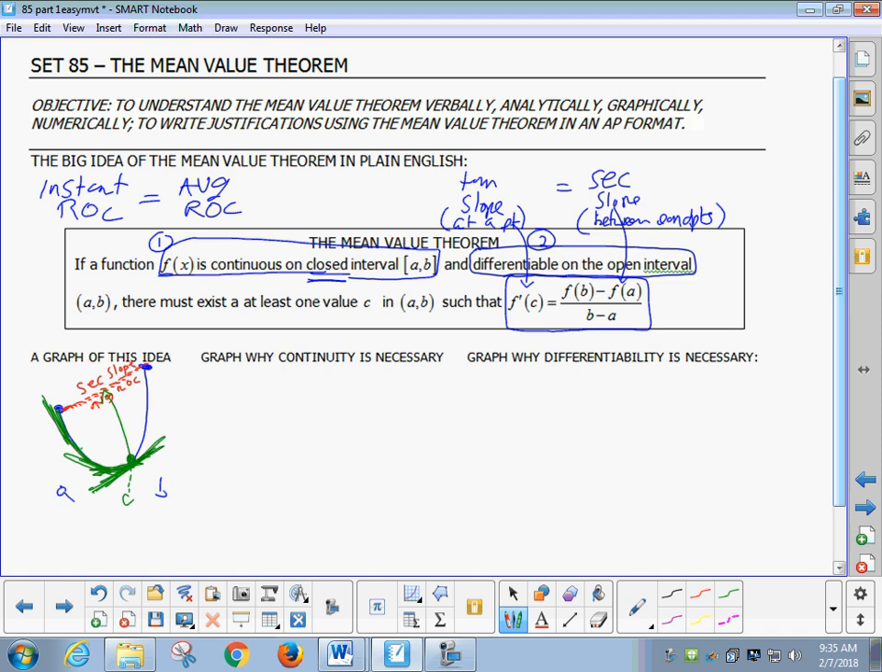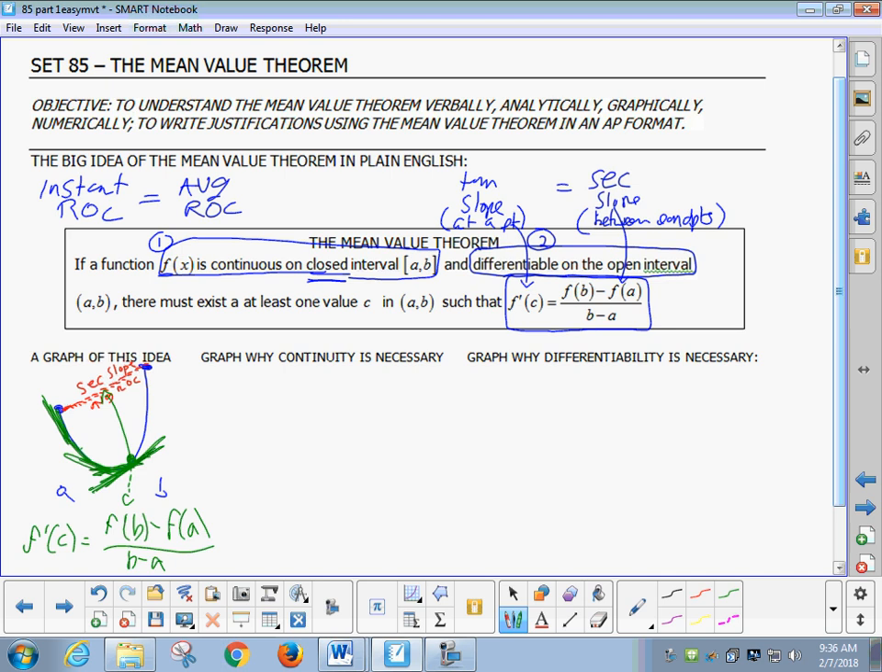That'll be the point you're looking for. Where is that point where the tangent slope is exactly the same as the secant slope? If a curve takes lots of turns, it's possible you'll get more than one C, and that's fine too. All right? Now, that's the idea behind the theorem part of this. F prime at C equal to the average or secant slope.